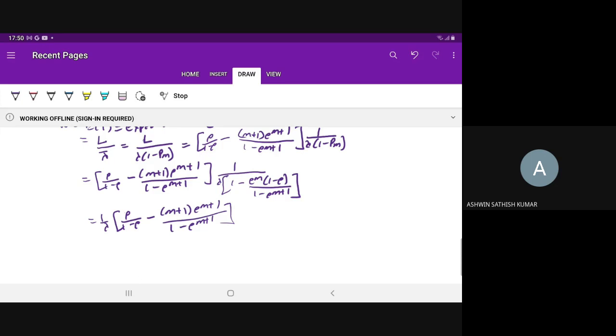I will take 2-3 minutes more. So it will be 1 minus rho to power m plus 1 upon 1 minus rho to power m plus 1 minus rho to power m, minus, plus rho to power m plus 1. So rho to power m plus 1 and rho to power m plus 1 cancel out. So in the denominator we have 1 minus rho to power m.